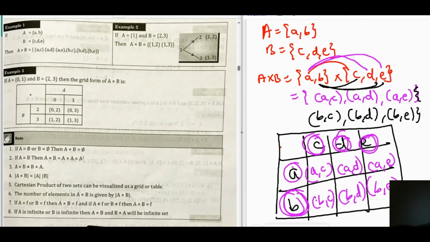Okay. Moving on to the next one, they have given some properties. If A is a null set or B is a null set, the Cartesian product is also a null set. If A is equal to B, then A cross B is also written as A cross A, that will be A square. Then A cross B is not equal to B cross A. The cardinality of A cross B is equal to the cardinality of A into the cardinality of B.